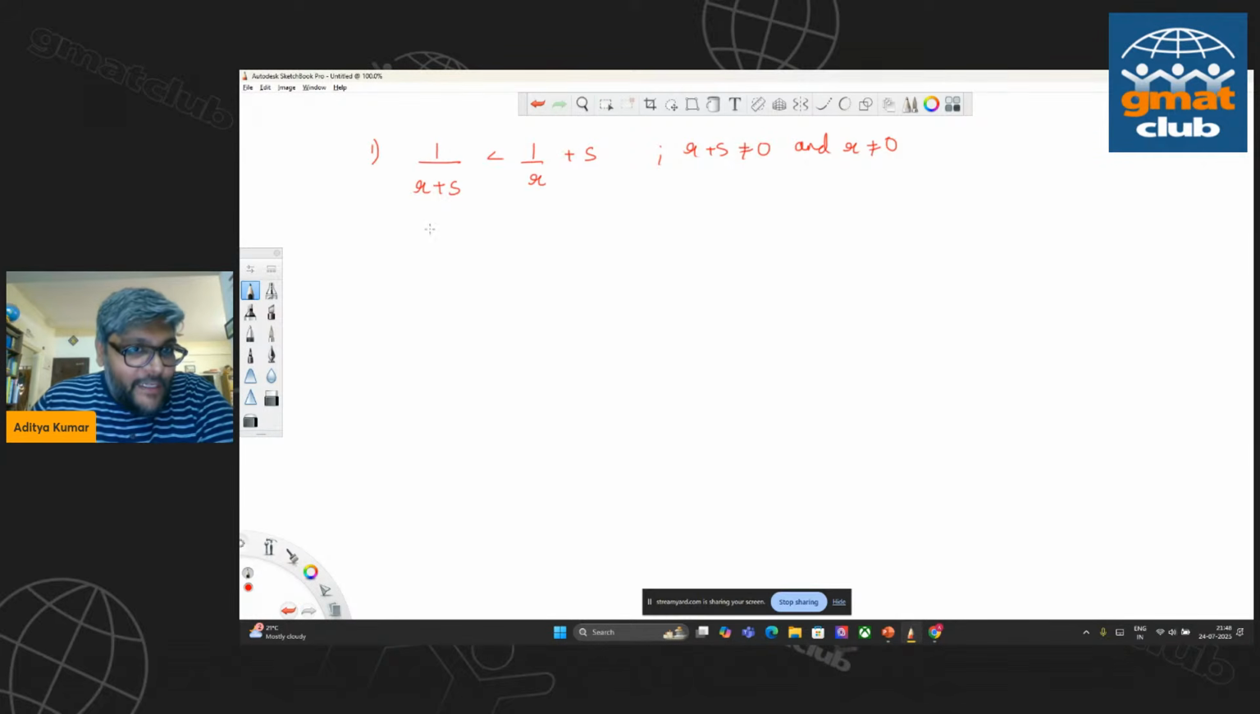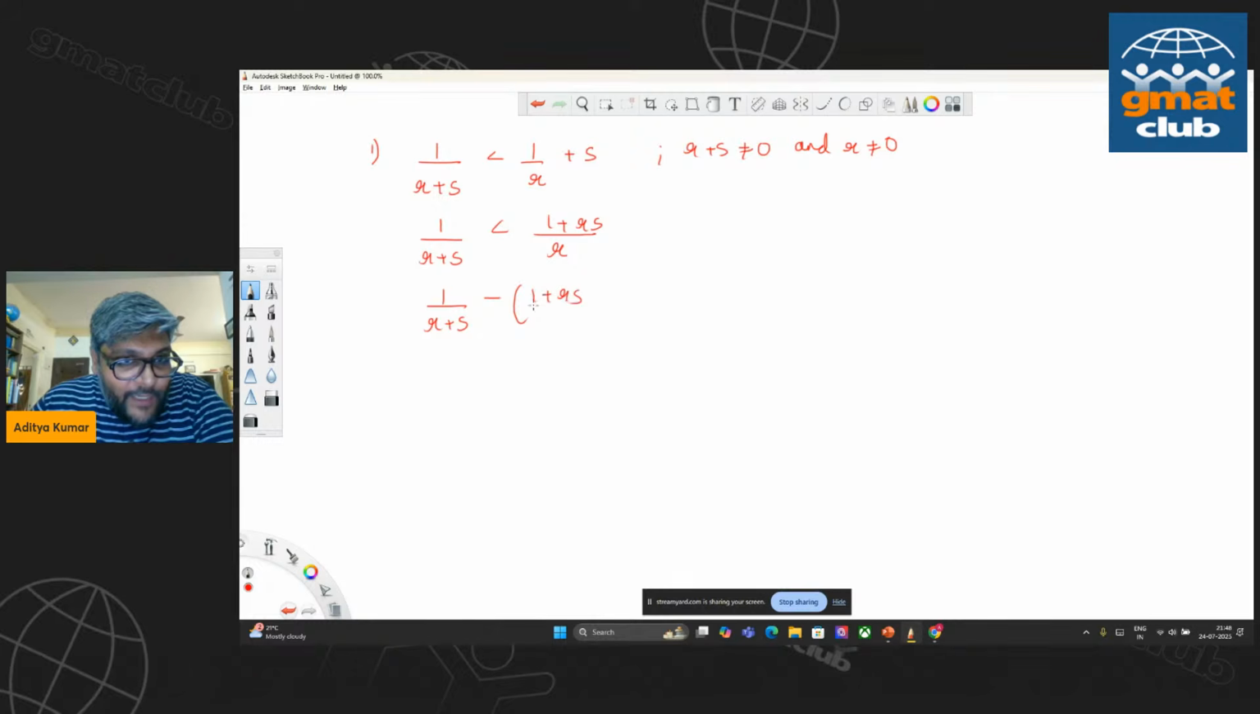Always keep the right-hand side 0. So I'm going to take whatever is on the left-hand side to the right-hand side. Let me take the LCM first. So this is r, and this is going to be 1 plus rs. I'm going to pull everything to the left-hand side. So 1 divided by r plus s minus (1 plus rs) by r is less than 0.